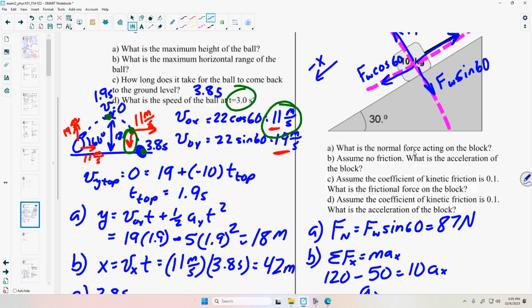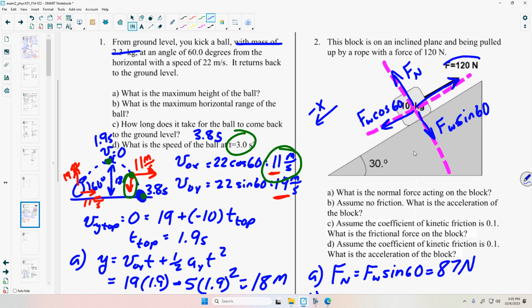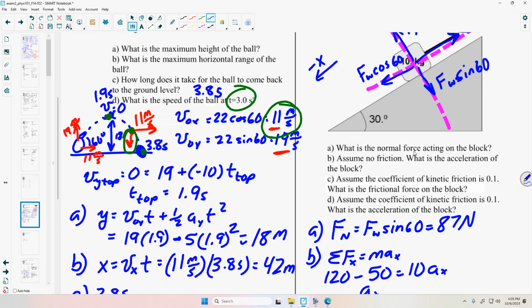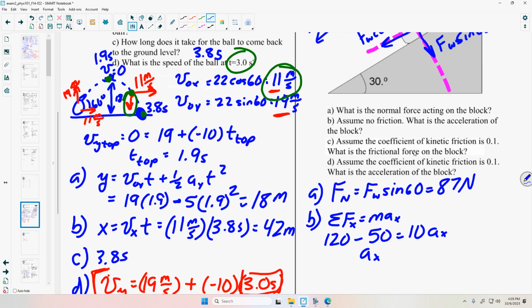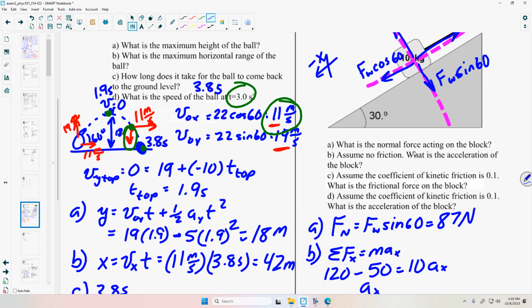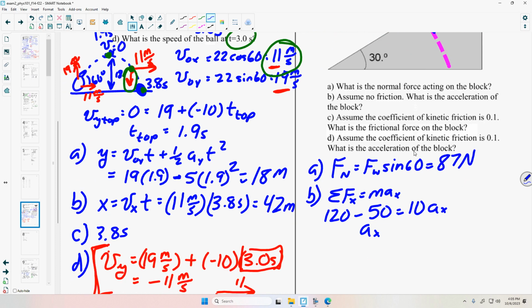Oh, 120 is given in the problem. It's right here. That's that force right there. Okay. So it should instead of being in that direction, be in that direction because it's being pulled up the inclined plane. I was expecting it to go down, but notice that when I do this, I get a value that's equal to positive 7 meters per second squared. So I would rethink what I thought. So that's the second part.